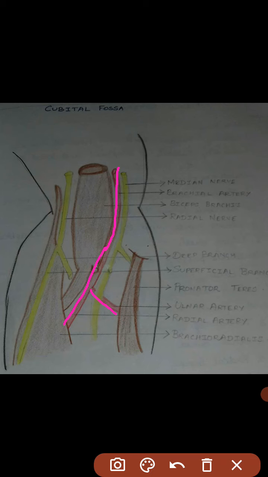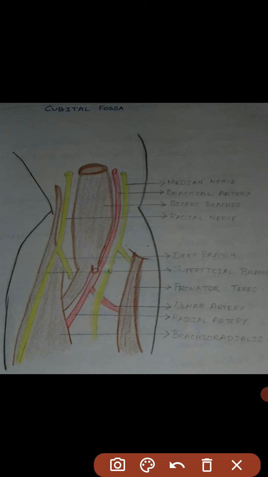The ulnar artery goes deep to both the heads of the pronator teres, and they are separated from the median nerve by the deep head of the pronator teres. The ulnar artery gives off anterior ulnar recurrent branch, posterior ulnar recurrent branch, and common interosseous branches. The common interosseous branch once again divides to anterior and posterior interosseous arteries.